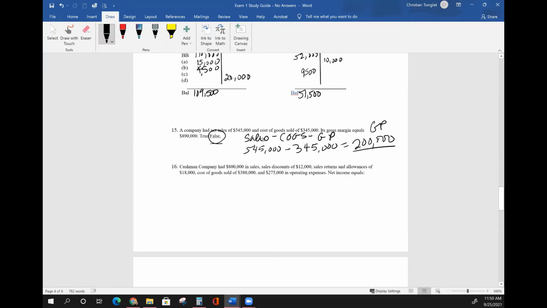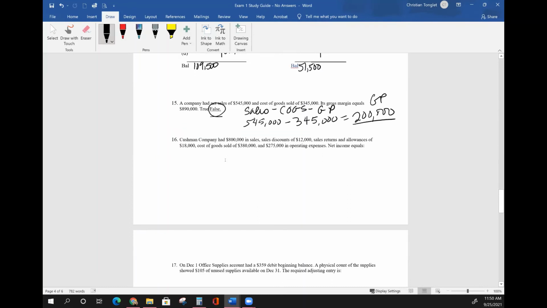Okay, so instead of making you calculate it out, I may give you something like this. Cushman Company had 800,000 in sales, sales discount of 12,000, sales returns and allowances of 18,000, cost of goods sold 380,000, and 275,000 in operating expenses. It's asking for net income. So we will need all of those numbers if I'm looking for net income. Let's figure out what my net sales is first, right? Because what if I asked you for net sales on this and gave you all those numbers?